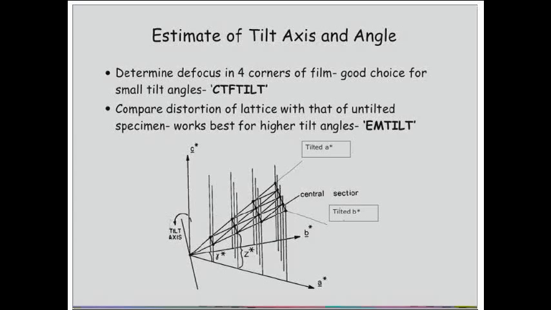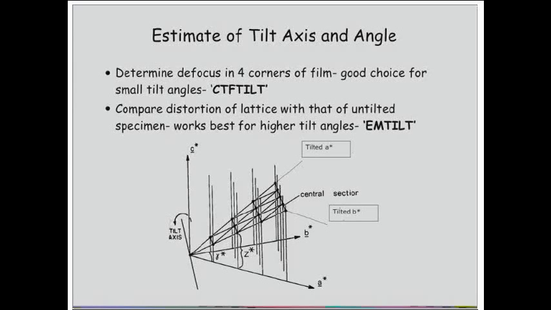One way, and particularly good choice if you've got very small tilt angles, is just to look at how the defocus varies. So let's say you've got a film, just look at the defocus in corners of the film, and that can give you an estimate of the tilt angle and the position of the tilt axis. And I believe there's even a program now, CTF Tilt, that will allow you to do that. For more highly tilted images, crystals, you can use a program called EM Tilt.